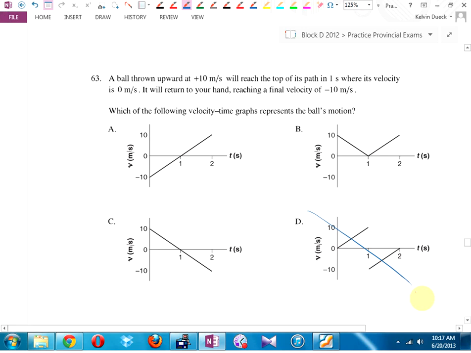What's your velocity at time zero? What's your V initial? Read the question. What's your V initial? No, your V initial can't be zero, otherwise you wouldn't go anywhere. This is the V initial of zero if I'm throwing something.